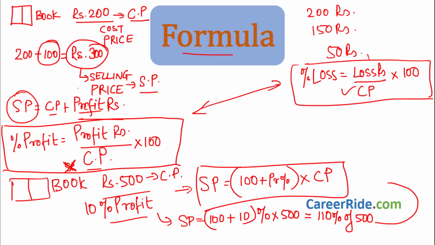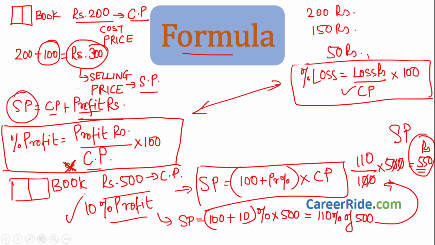Let's solve it over here. Okay, what do we get? 110 upon 100 into 500. This gets cancelled. So we'll have 550. So the selling price has to be 550, then only you will get 10% profit.